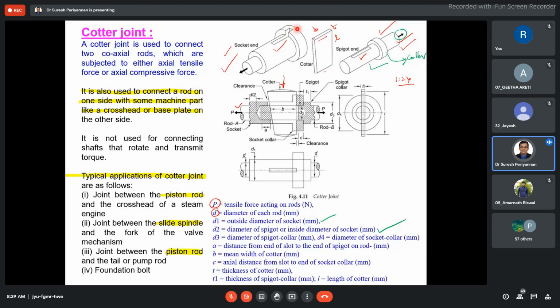Now T is the thickness of the quarter. T1 is the thickness of this spigot. This thickness of this spigot is nothing but T1. And L is the length of the quarter. This is the length of the quarter.